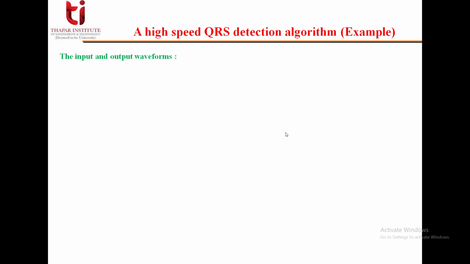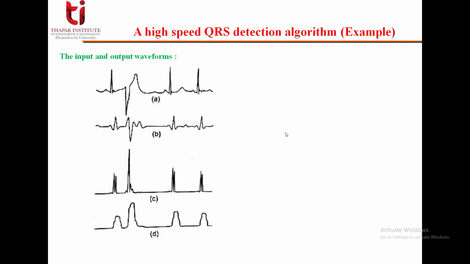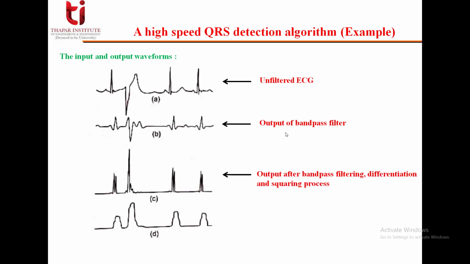And also we can see another example showing the input and output waveforms. So this first one, that is A, is showing an unfiltered ECG signal. Then we have the output of a bandpass filter. Further, we have done differentiation and squaring. You can notice that all the waves move to the positive side, and then we have used the moving window integration to produce a moving averaged output.